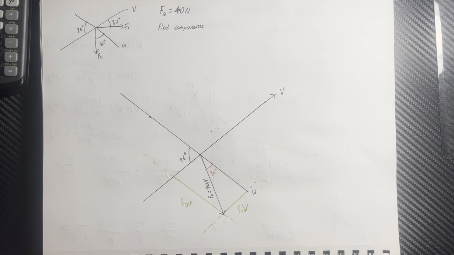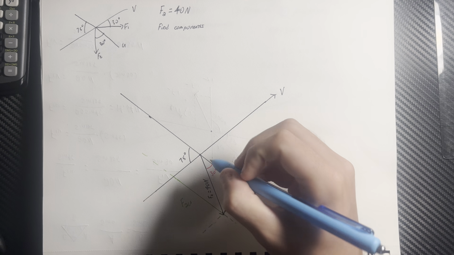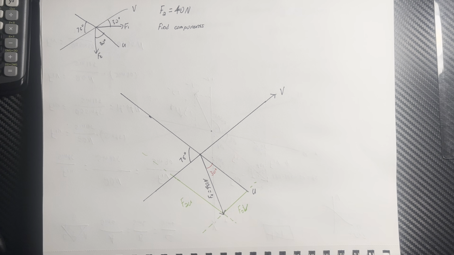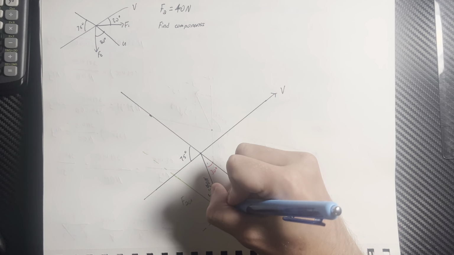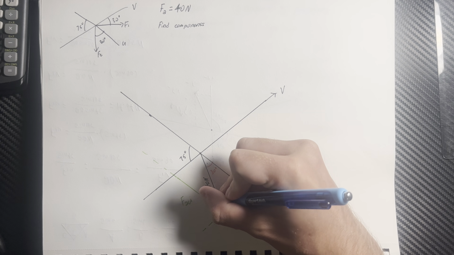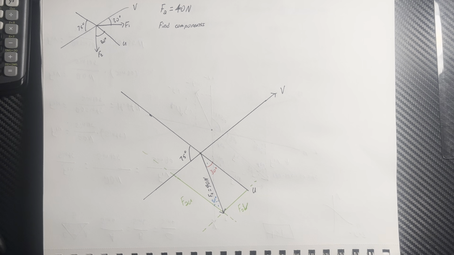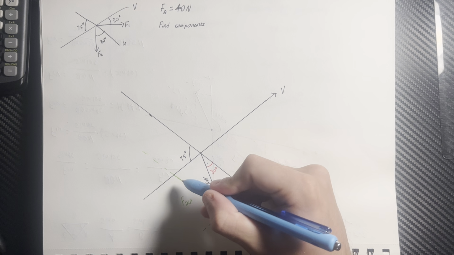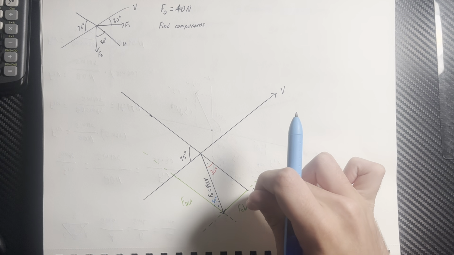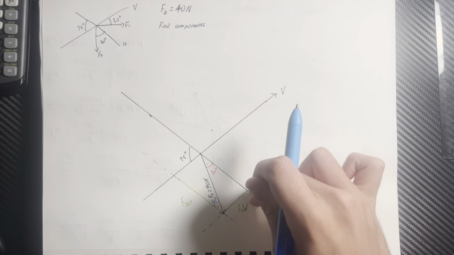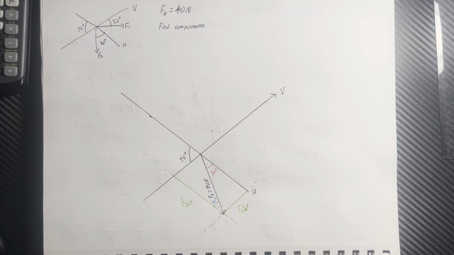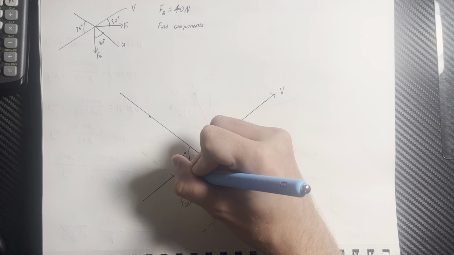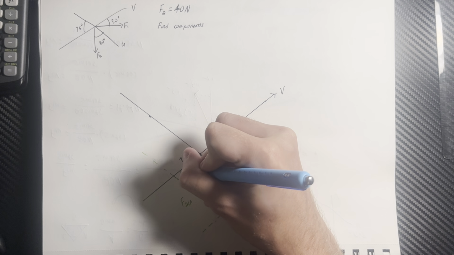So what we're going to do is first find the angles. We have 30 degrees here, and because F2U and U are parallel lines intersected by this force, this angle here is the same as this angle right here, which means that this is 30 degrees. We can apply that same principle here. F2U and U are both parallel lines intersected by V, which gives us that this angle is the same as this angle. So we have this angle equals 75 degrees.